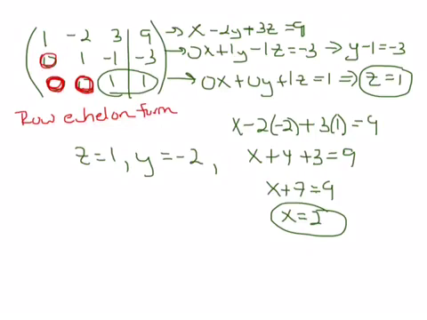Okay, it's a great idea to write these answers as what we call ordered triples. In other words, in alphabetical order. So x is 2 comes first, y is -2 comes second, and z equals 1 comes last.